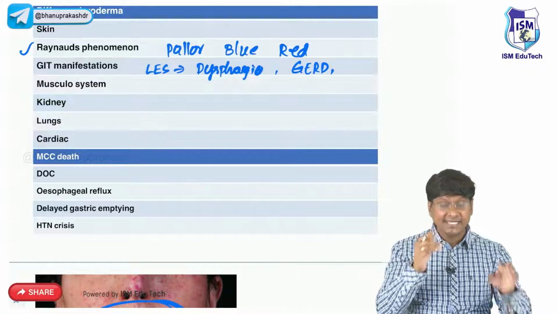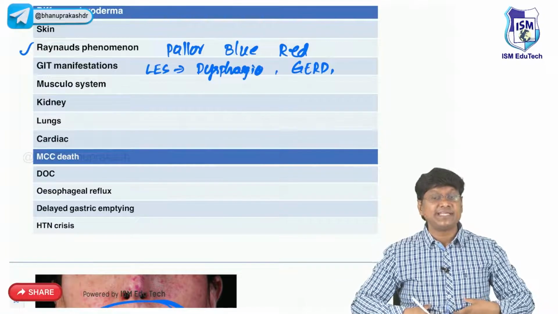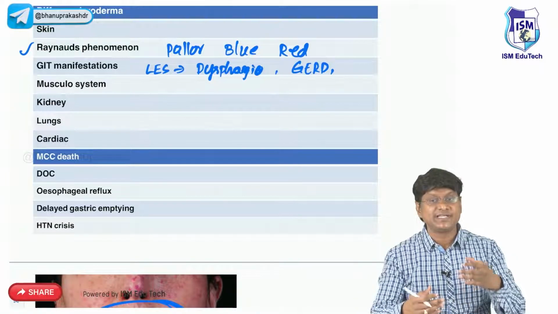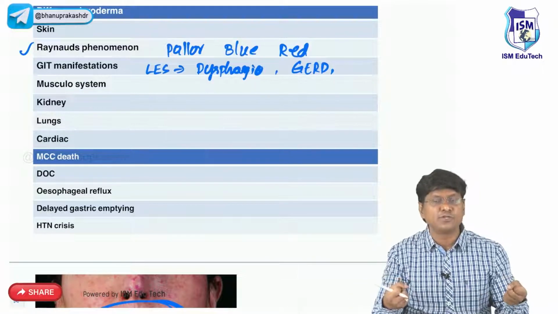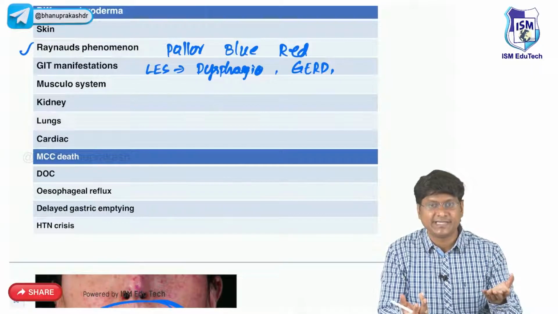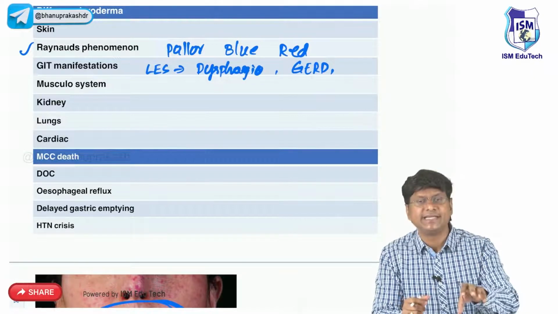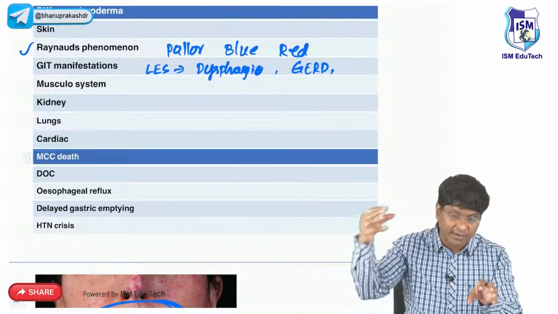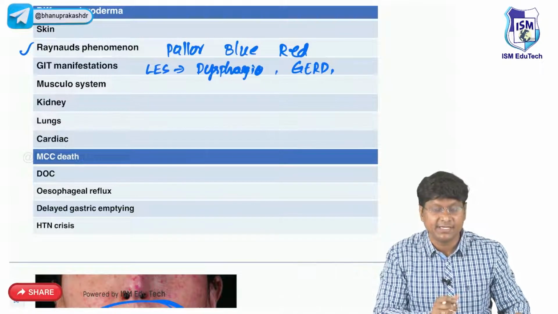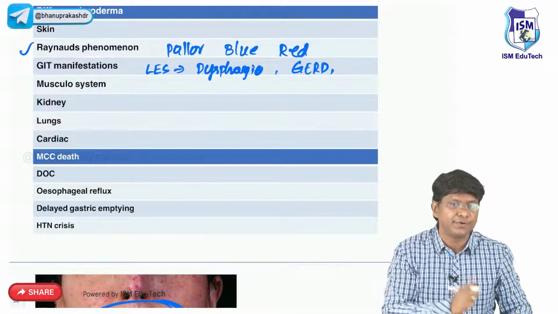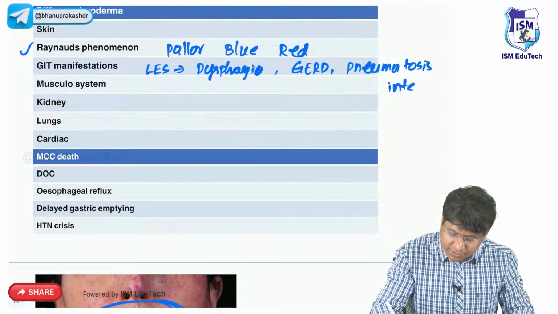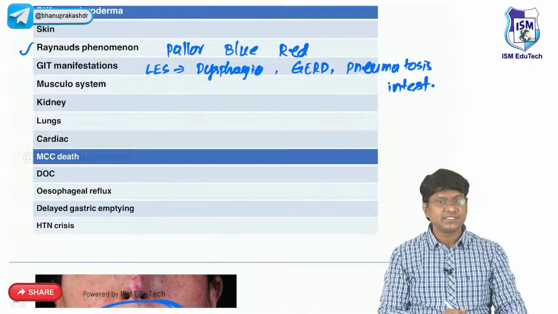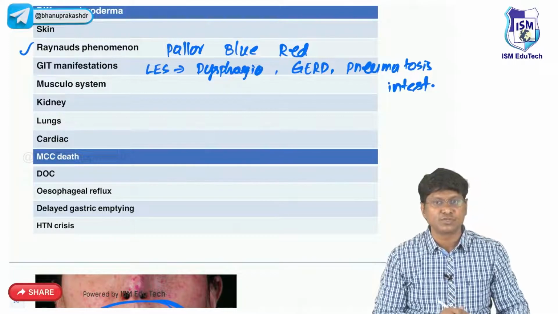And not only that, the abnormal collagen gets accumulated even within the intestinal wall as well as the stomach. So gastric emptying will be delayed, and because the abnormal collagen is accumulated within the intestine, absorption of nutrients will not occur across the intestine. The nutrients will stay within the intestine and get fermented by the intestinal bacteria. So excessive gases are produced within the intestine, and that we call pneumatosis intestinalis.